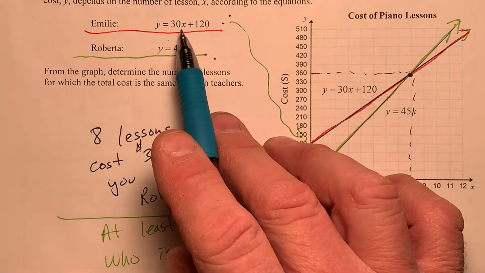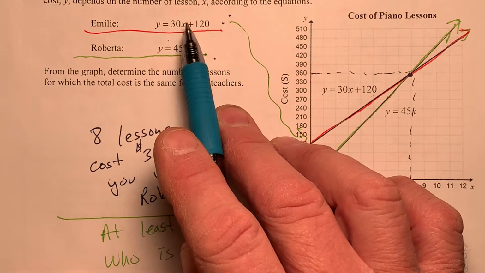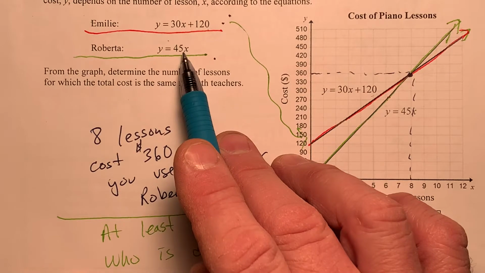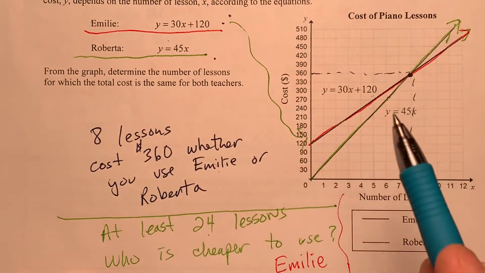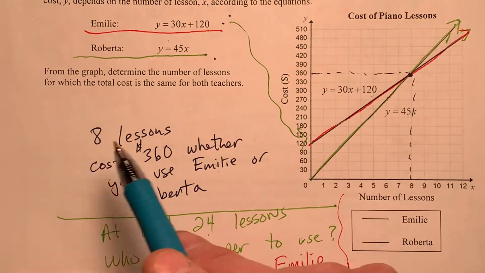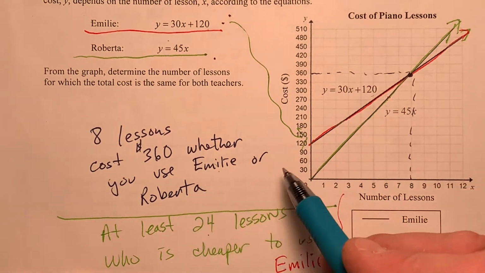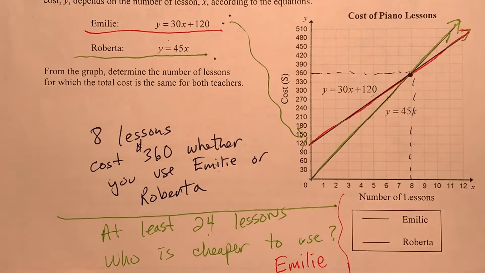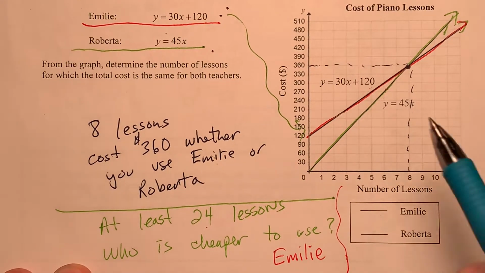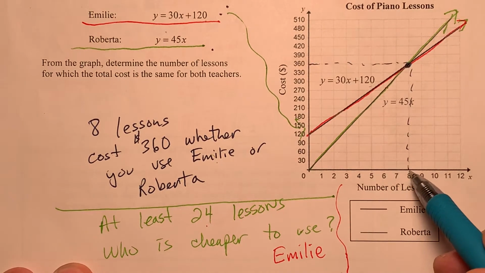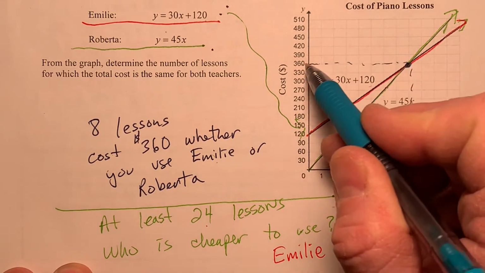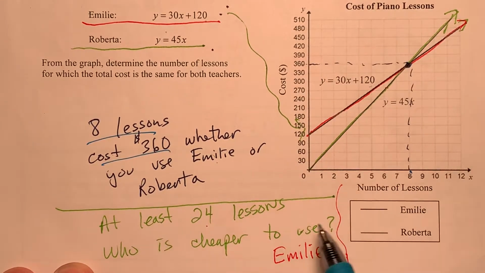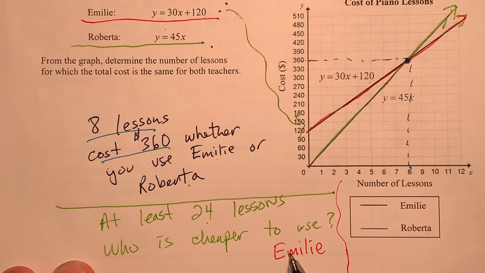Emily charges $30 per lesson plus $120 for books. Roberta just charges $45 a lesson. And then you get to keep the books, I guess, when you're done with the lessons. So they said, how many lessons do we do where it doesn't matter who you use, Emily or Roberta, meaning the money would be the same. So that happened to be 8. 8 lessons is $360. And it's the same regardless of whether you're using Roberta or Emily.